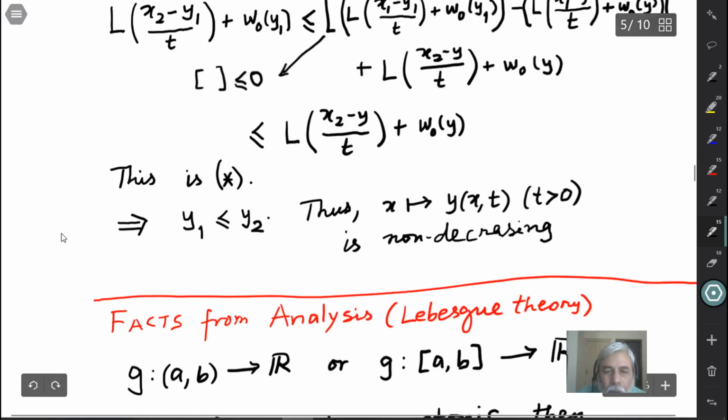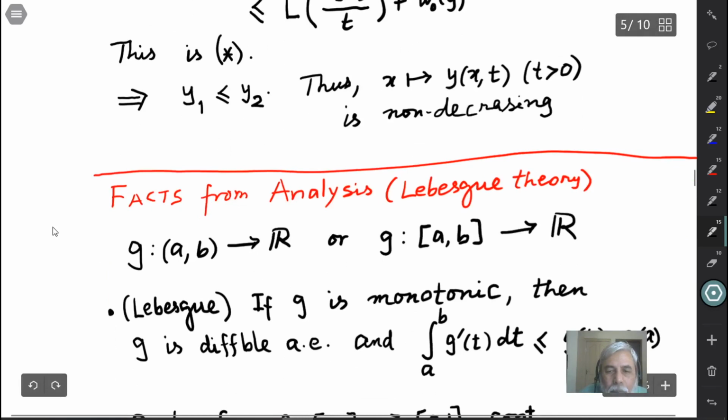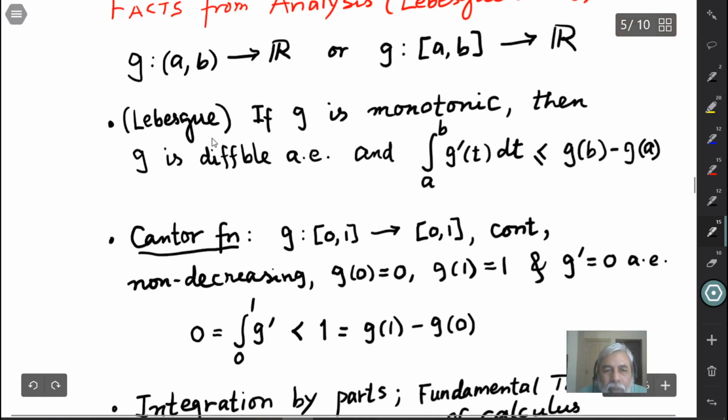Now, before proceeding further in the derivation of the Lax-Oleinik formula, here are some facts from analysis we borrow. Here g is a real valued function defined on an open interval, which can be the whole real line, or it can be defined on a closed interval. This is one of the important theorems of Lebesgue: if g is monotonic, then g is differentiable almost everywhere.